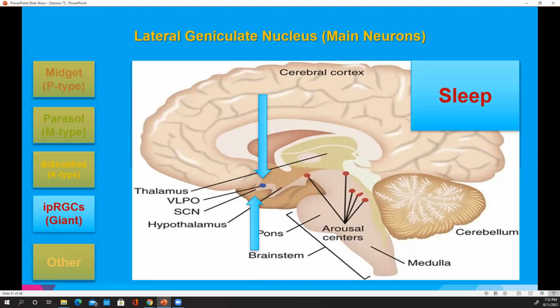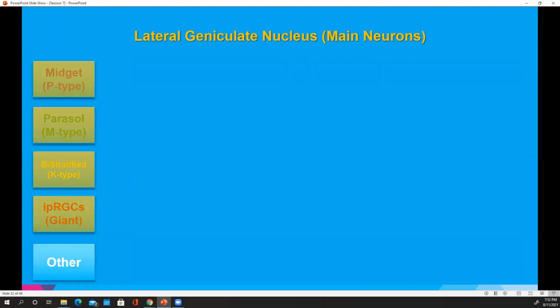So the point being is these particular retinal ganglion cells, and what we're using as a stand-in for them structurally is that giant retinal ganglion cell. These guys deal with sleep and all these things. They're not dealing with your standard visual pathway. Just remember that. Okay, now let's look at the other.